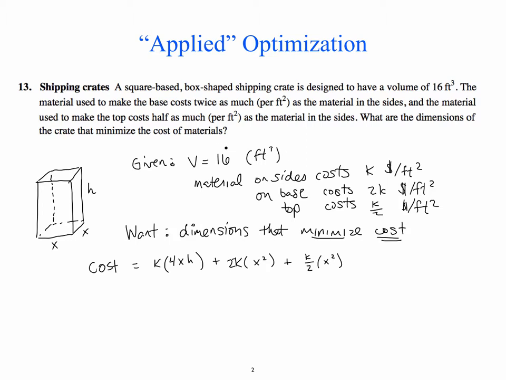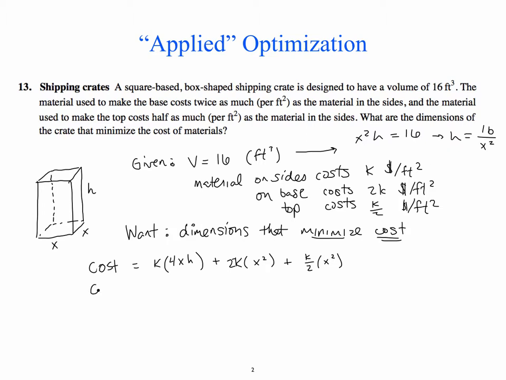We had volume up here, right? So they told us some information about the volume. In particular, the volume is 16, right? But I could also express the volume, rather than just using V, since I have dimensions of this box, I can actually write down the equation for how to find the volume, right? So how do you find the volume of this box? X squared times h, right? So x squared times h is 16. So that means h equals 16 over x squared.